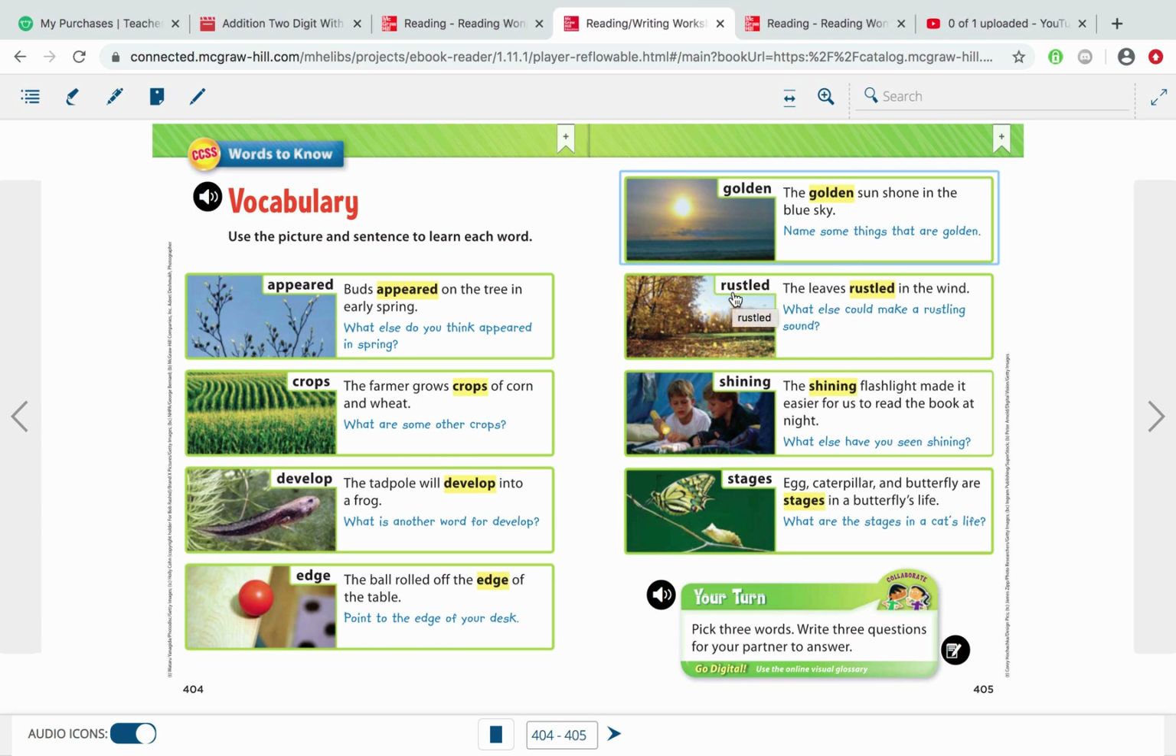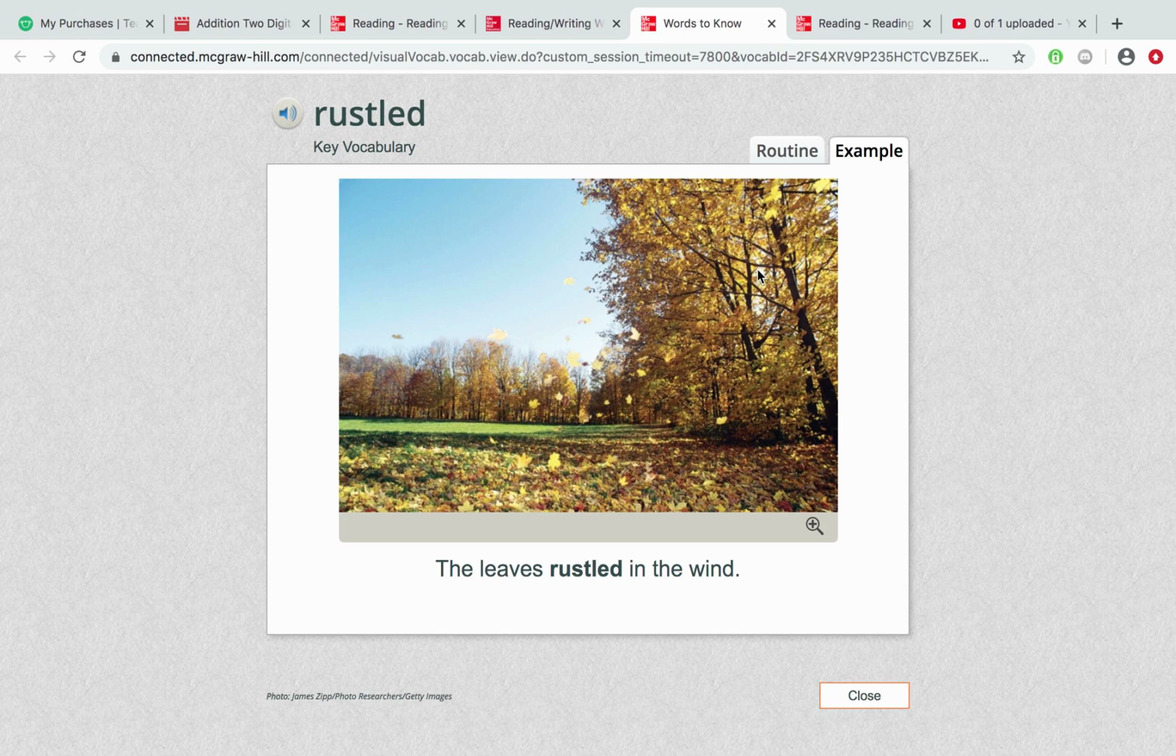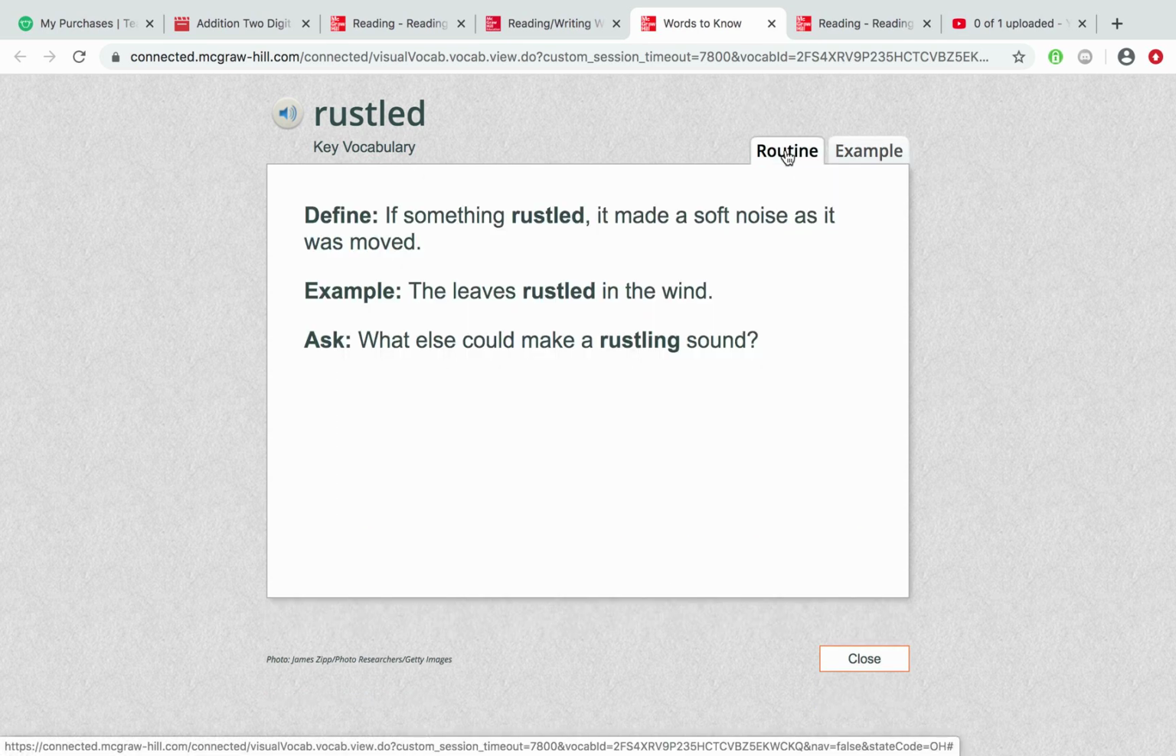And here is another word for your vocabulary. It's rustled. Rustled has a suffix ed, just like appeared. The leaves rustled in the wind. Take a look at the definition and a picture. And I even have some old leaves left over from the fall that rustled around in the wind today. If something rustled, it made a soft noise as it was moved. Rustled.